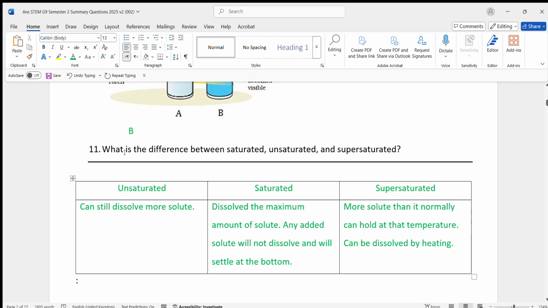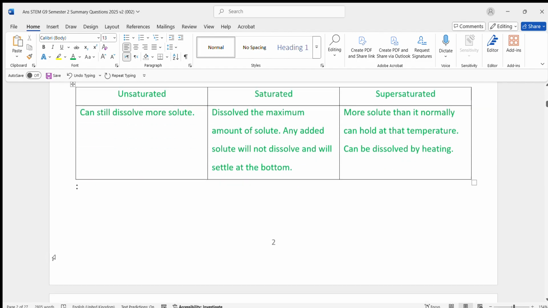Now question number 11 asks for the difference between saturated, unsaturated and supersaturated. I already mentioned these here, so it's easy for you to differentiate. Unsaturated means you can still dissolve more solute in it. Saturated is the point when the maximum amount of solute is dissolved and you cannot dissolve more solute in it. And of course, if you take the same saturated solution and heat it, that can give you a supersaturated solution.